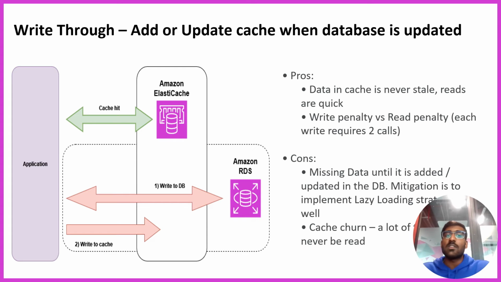And so for this, you can combine the write-through strategy with lazy loading. If your application does not find the data in ElastiCache, then it also does lazy loading from RDS. And so we can combine the two strategies together. And there we get the cache churn. This means that as we add lots and lots of data in RDS, there will be lots and lots of data in ElastiCache. But there is a chance that this data will never be read. So that could be a problem. If your cache is very small, it is okay.